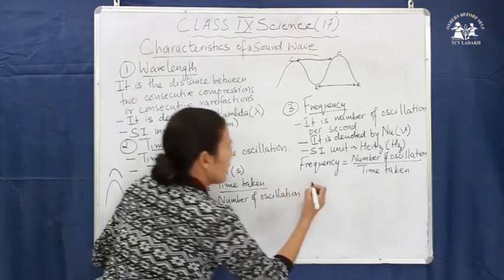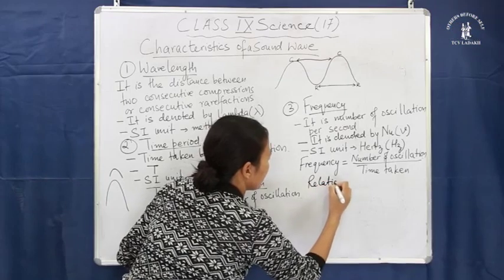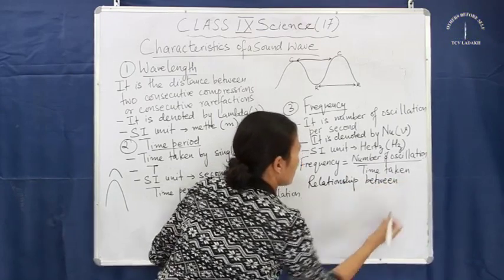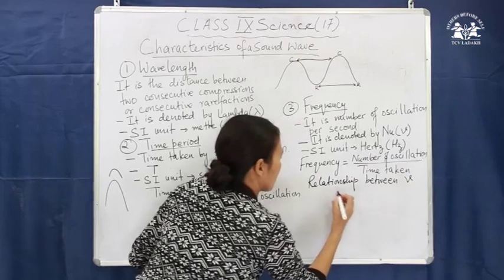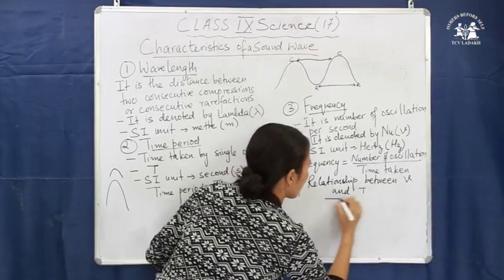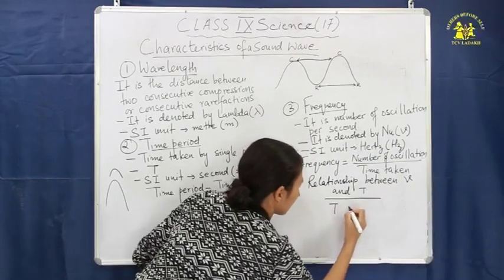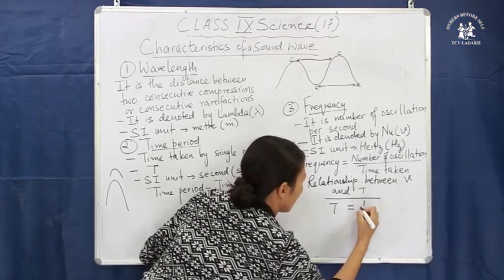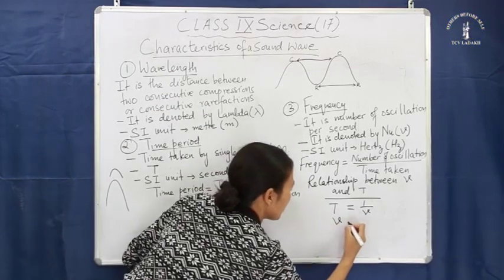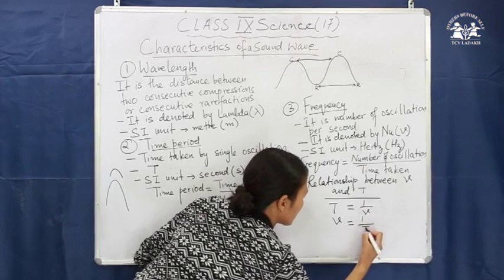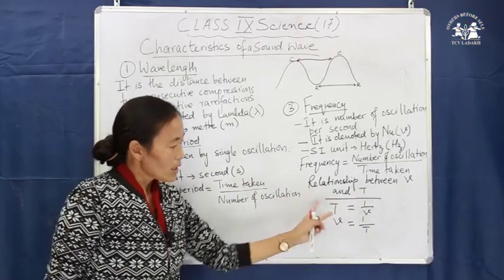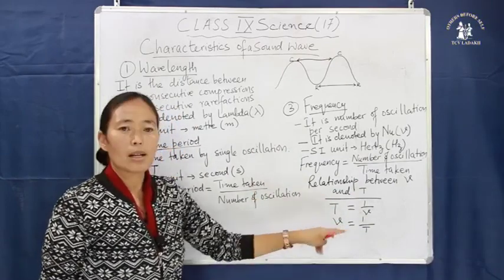The relationship between frequency and time period. Time period is denoted by T. Time period is the reciprocal of frequency, and frequency is the reciprocal of time period. Frequency is equal to 1 divided by T.